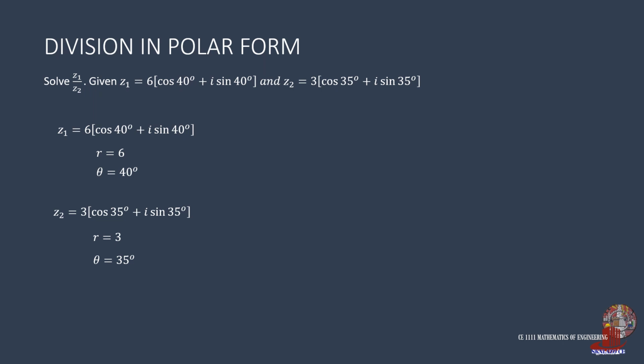Knowing these pairs of parameters, we can divide r1 by r2. That is 6 divided by 3, which is 2. Theta is solved as theta 1 minus theta 2. That is 40 less 35 degrees, giving 5. The resulting complex number is then 2 times cosine of 5 degrees plus i sine of 5 degrees.